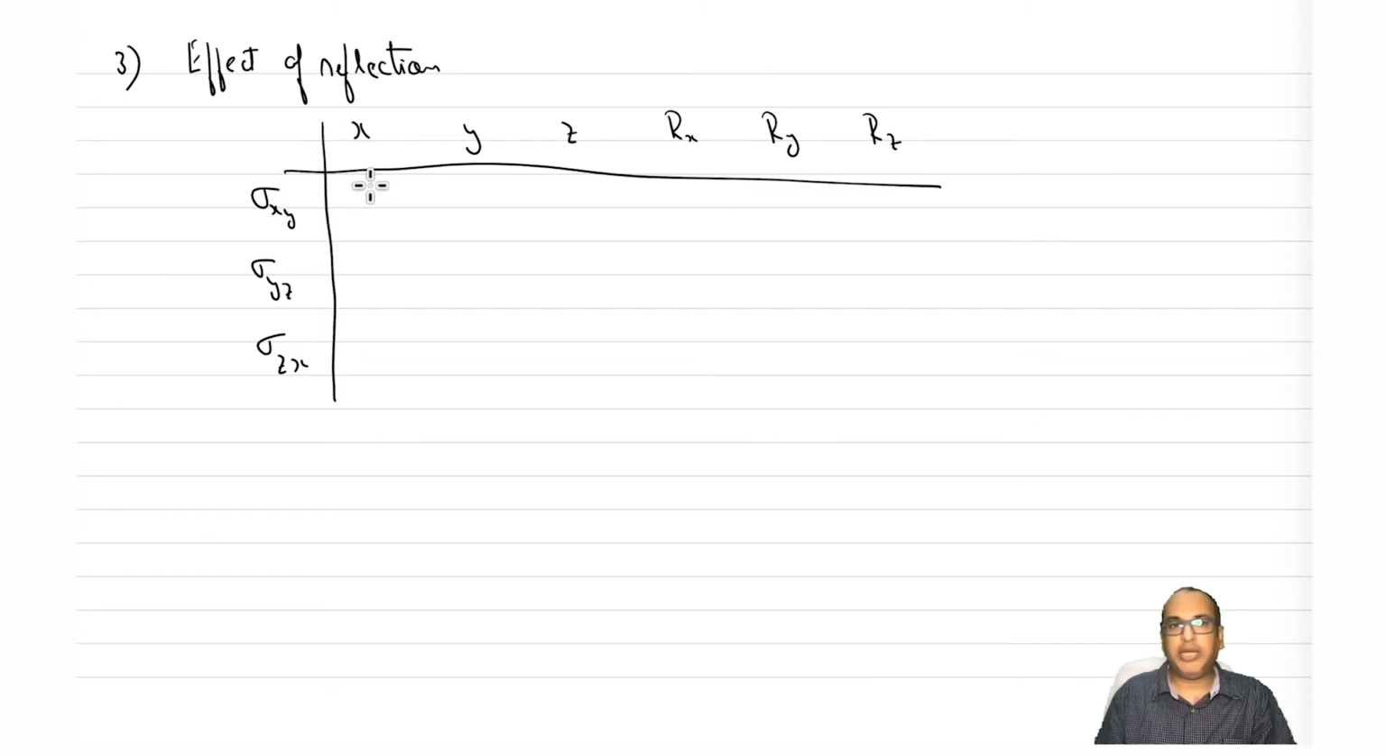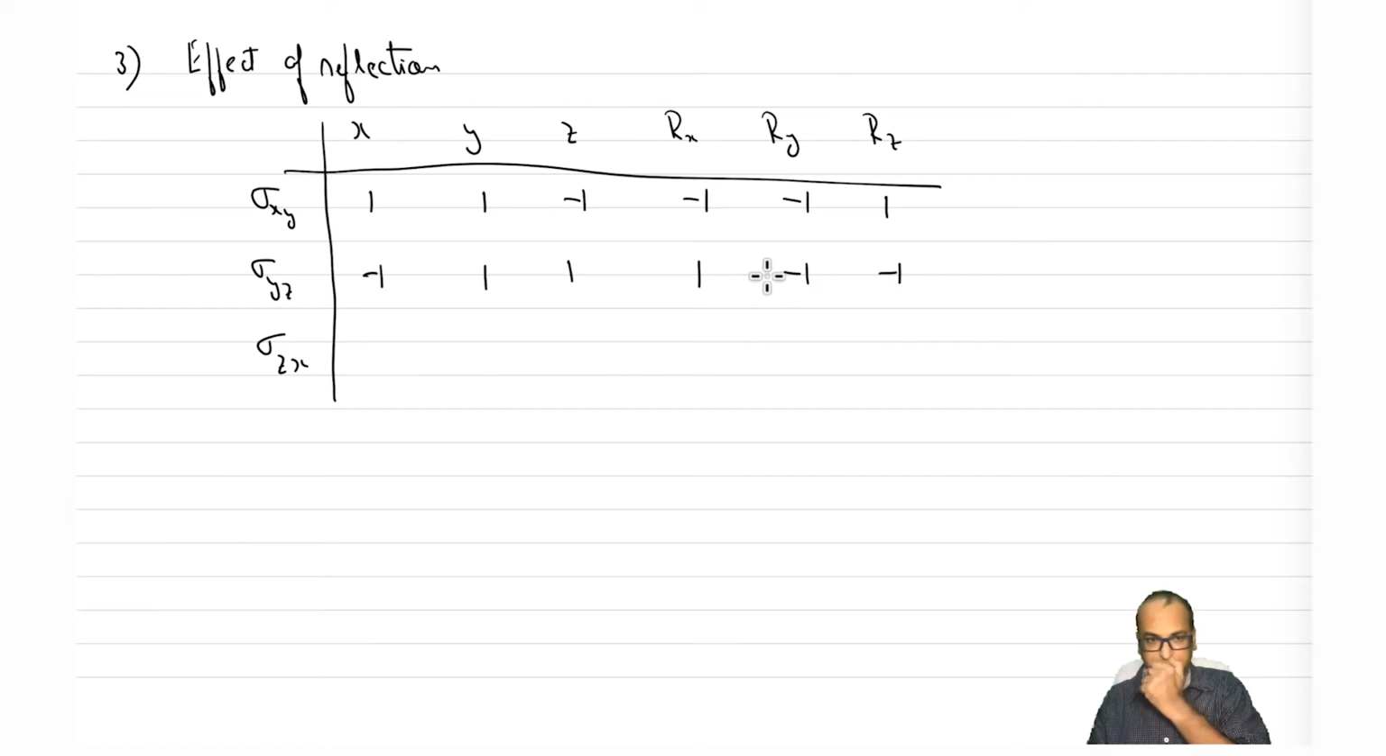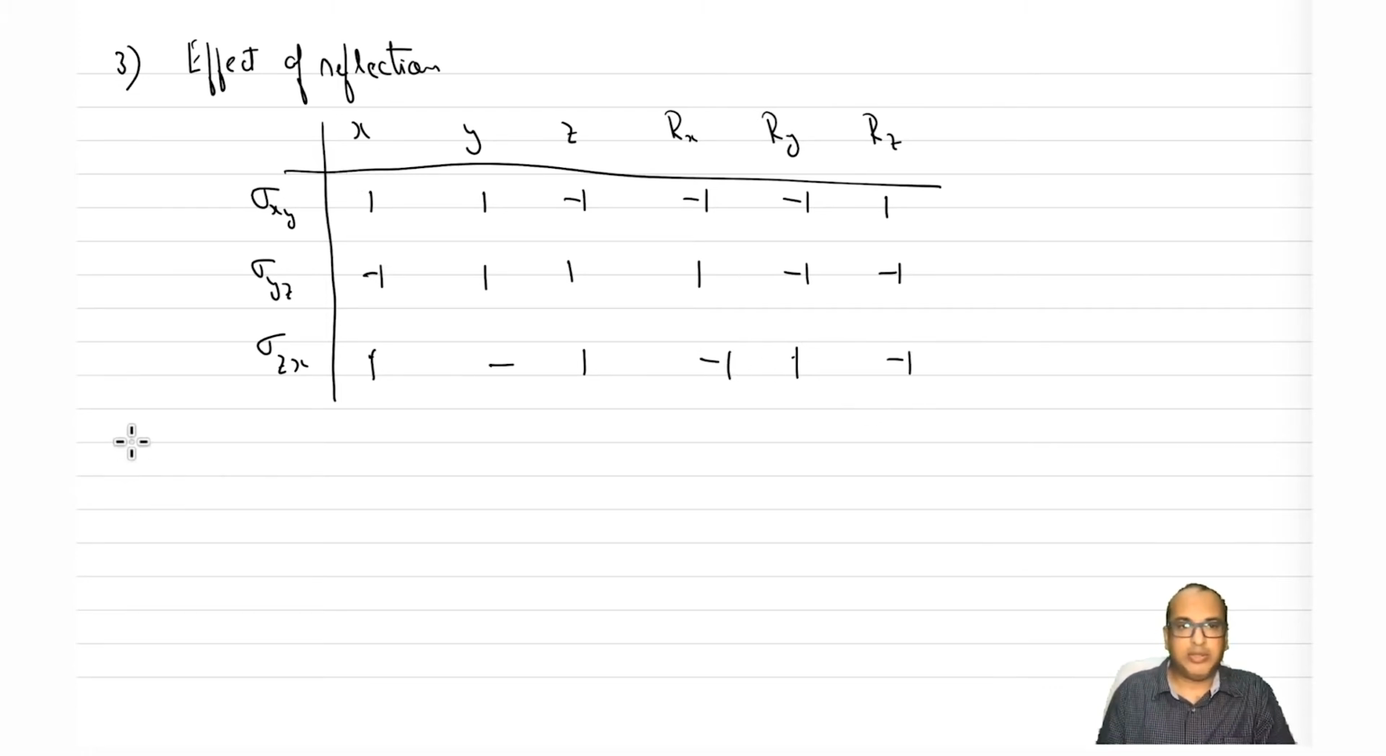So for sigma XY, X and Y remain as X and Y, so the character will be plus 1, and Z goes to negative. And it's quite the opposite here: Rx and Ry will be reflected as negatives and Rz will remain positive. Similarly for YZ, it is X which is negative 1, and X which is positive minus 1, minus 1. So you see that again it is opposite for reflection. ZX will be positive for this and negative for this, and then positive for this, minus and minus 1 here, right? So the effect of reflection is also easy.